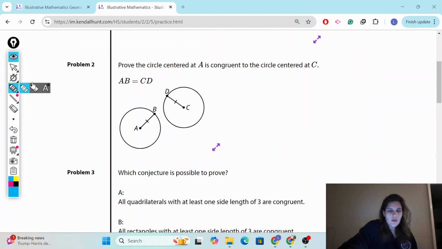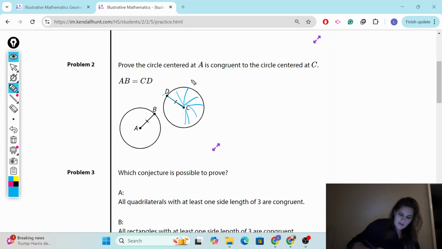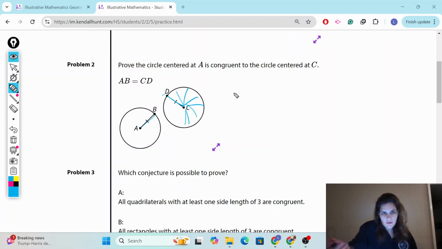Problem number 2. Prove the circle centered at A is congruent to the circle centered at C. Well, circles, you measure circles by their radius. The radius is the same in every single direction. That's my bad radius, showing it's the same in every direction. And the radius here is the same as the radius there. If the radiuses are congruent, the circles are congruent, and we're done.